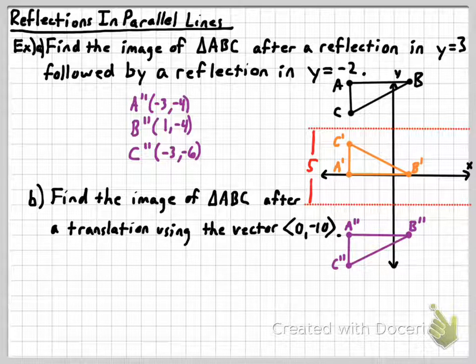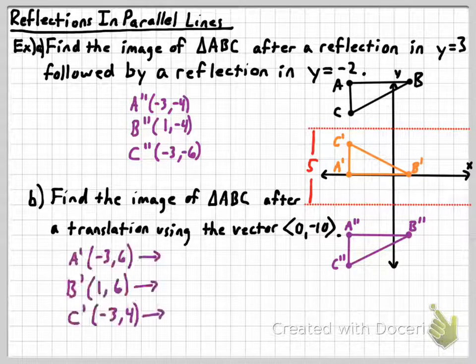So, if we did that, the point A prime that was at -3, 6 would have its y coordinate decreased by 10, and that would get it to -3, -4. All right, that corresponds with our A double prime. We would decrease the, whoops, hold up, I wrote the wrong points up here.